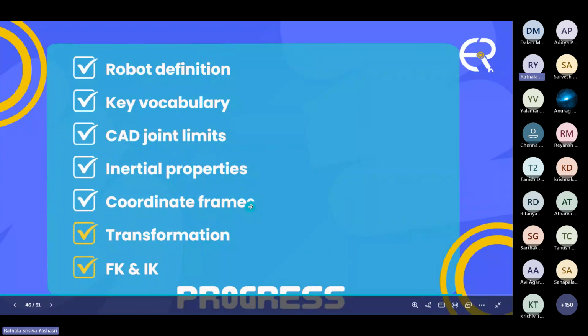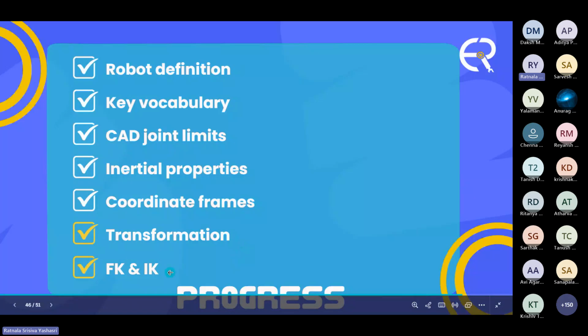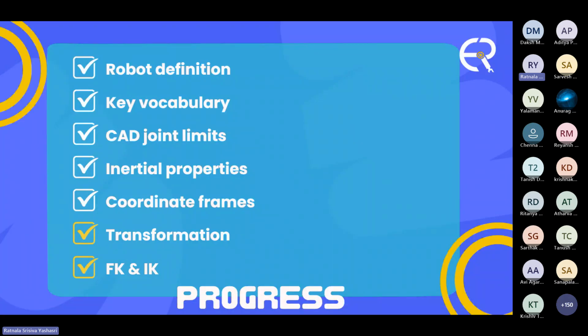After coordinate frames, we've done transformations: rotation, translation, and under rotation we've covered the rotation matrices, the homogeneous transformation matrix, DH parameters, Euler angles, gimbal lock and quaternions. And under forward and inverse kinematics, methods to solve them. In inverse, you have your iterative Jacobian method. Any questions so far?